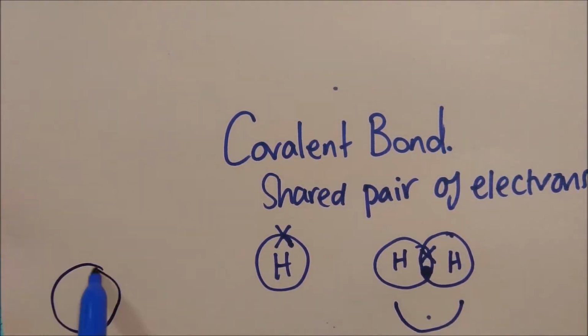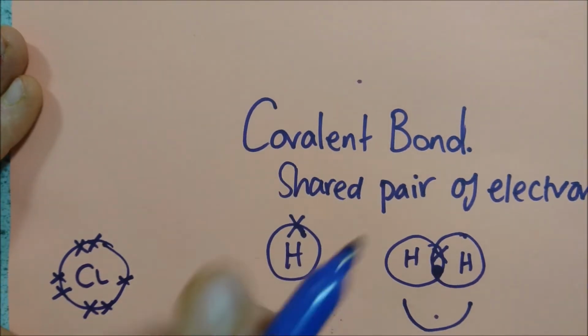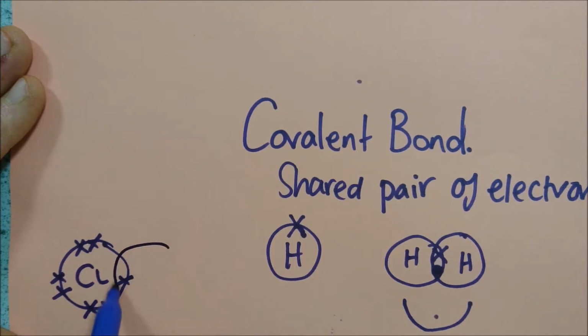So for example, chlorine's in group 7. Chlorine has got 7 electrons in its outer shell. Not got a full outer shell, needs 8 to have a full outer shell. So if my little friend chlorine was to react with my little friend hydrogen over here, that's a terrible diagram. We've got HCl.